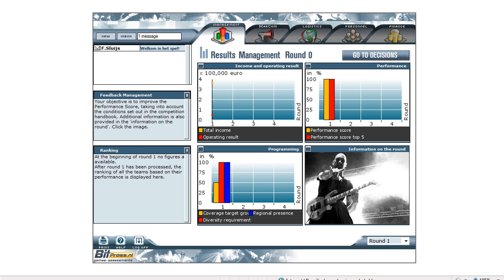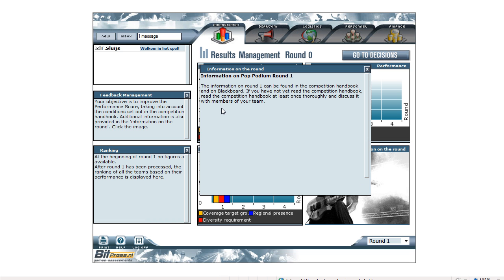Very important, every round there's extra information that's given in this box, so read it very thoroughly and discuss it with the members of your team.